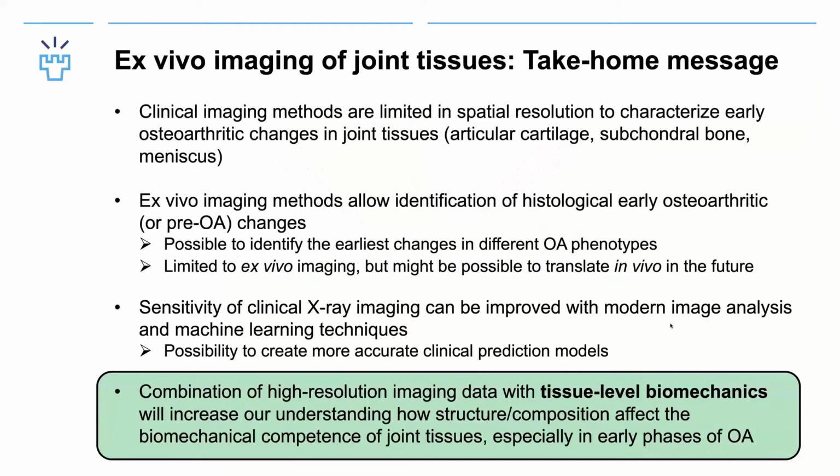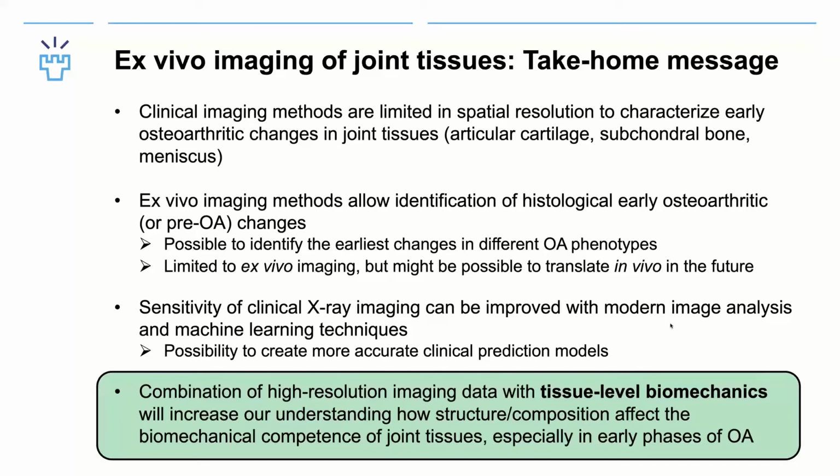Okay, so we are approaching the end of the talk. As a take-home message of this talk, we learned that the clinical imaging methods at the moment are limited in spatial resolution to characterize early osteoarthritic changes in joint tissues. By joint tissues, we mean articular cartilage, subchondral bone, and meniscus tissue.